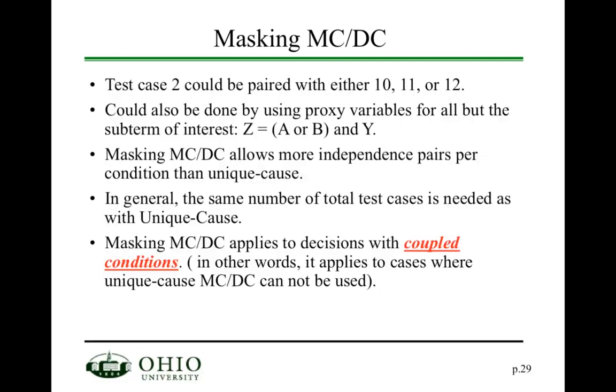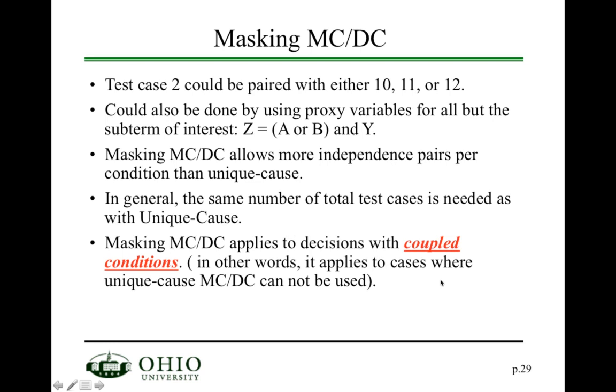So this now means that output pair case 2 could be paired with either 10, 11, or 12. And then you could actually just do this also by just rewriting this equation as A or B and Y. So masking MCDC allows you more independent pairs per condition than in unique cause.